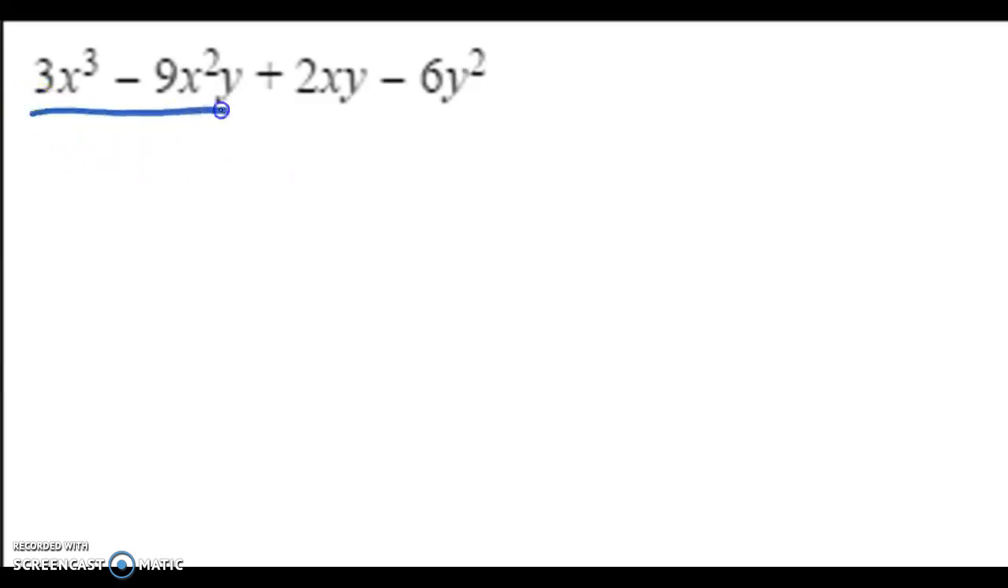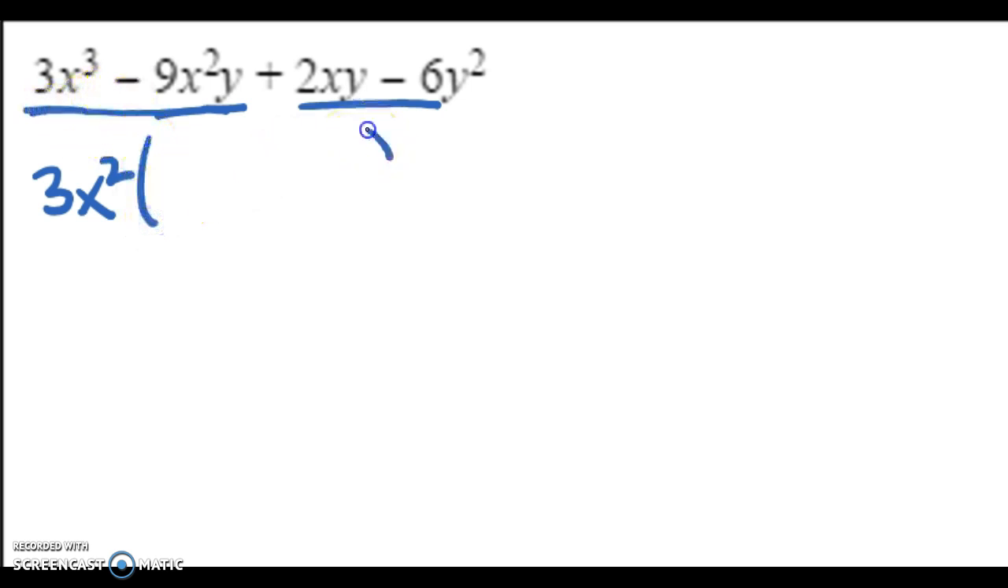I'm going to break this into two separate groups and look for a GCF in each group. Between these two terms, I notice that I can pull a 3 out, and I can also pull an x squared out, but I can't pull a y out. Even though there's a y here, there's no y over here. If I can't pull it from everybody, I shouldn't pull it from anybody.